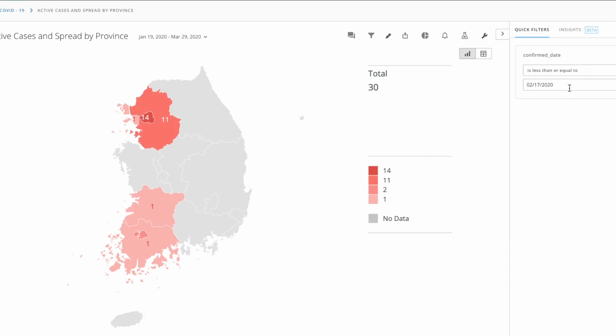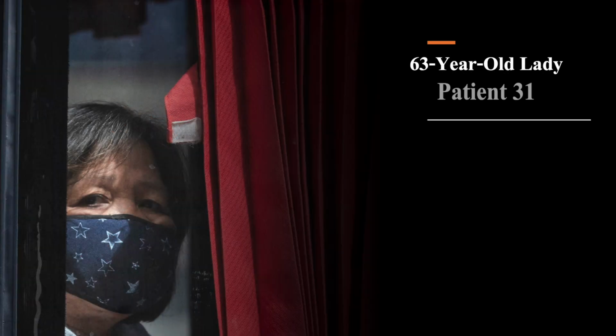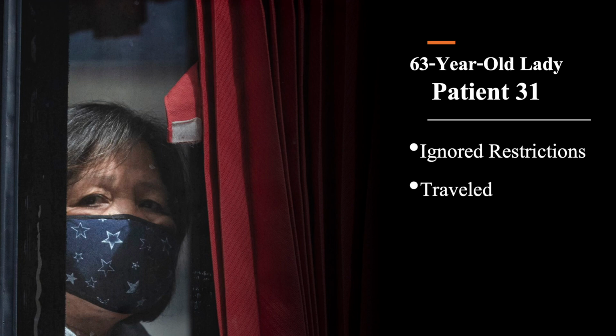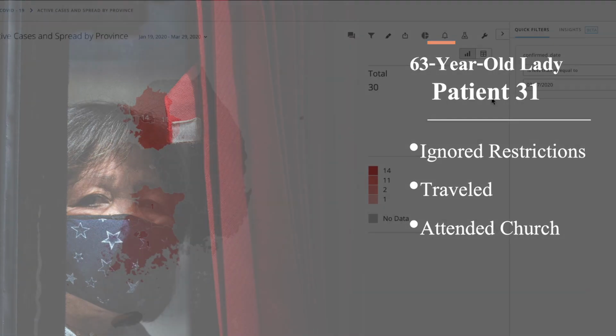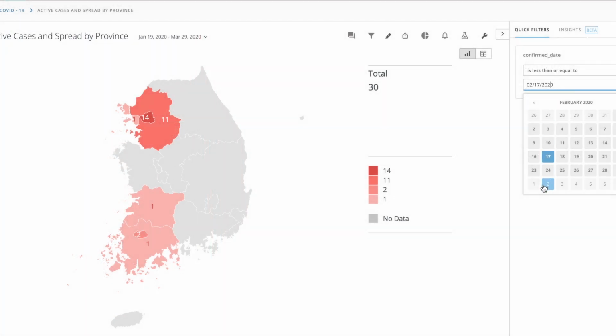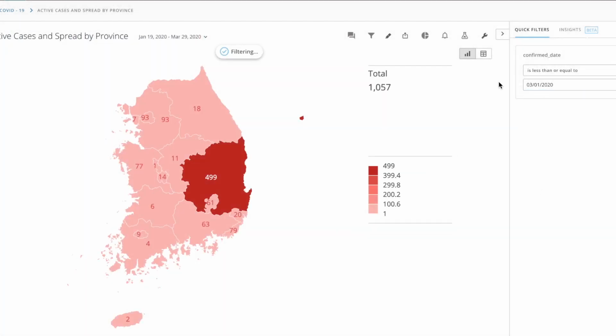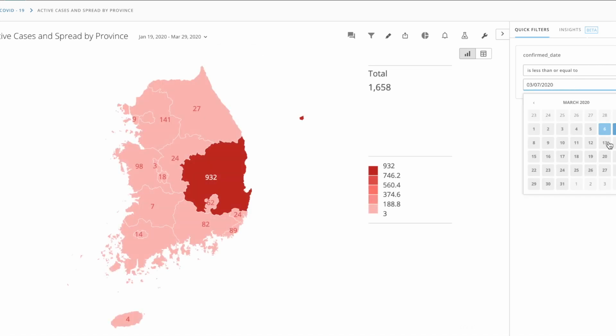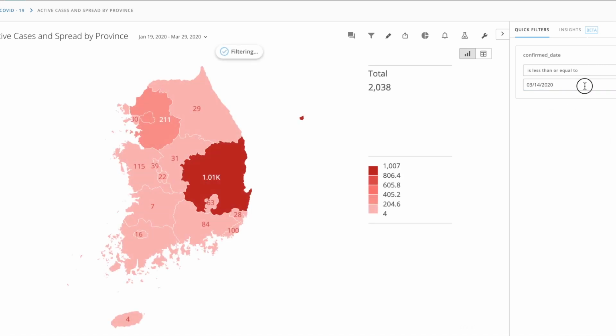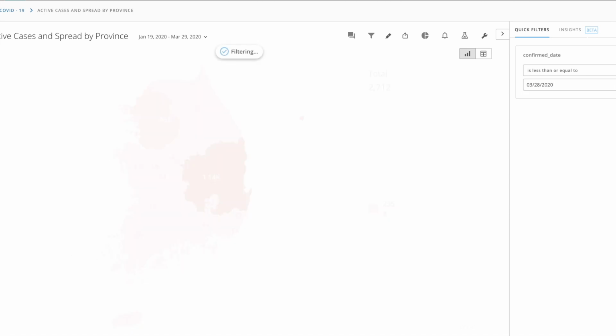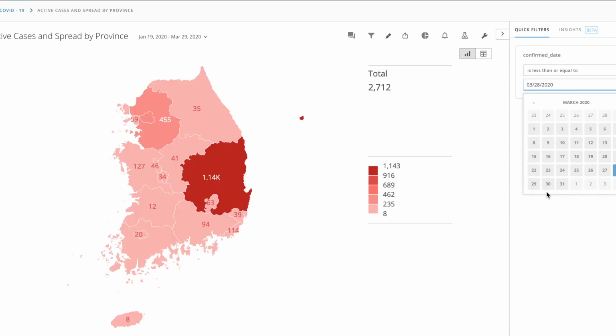Unfortunately, in mid-February, a 63-year-old lady, later famously known as patient 31, ignored government restrictions, traveled to other parts of Korea, attended church meetings, etc. Days after that, on March 1st, the confirmed case count jumped to more than 1,000. Because of a series of actions of an irresponsible person, the infection count increased exponentially in Korea.